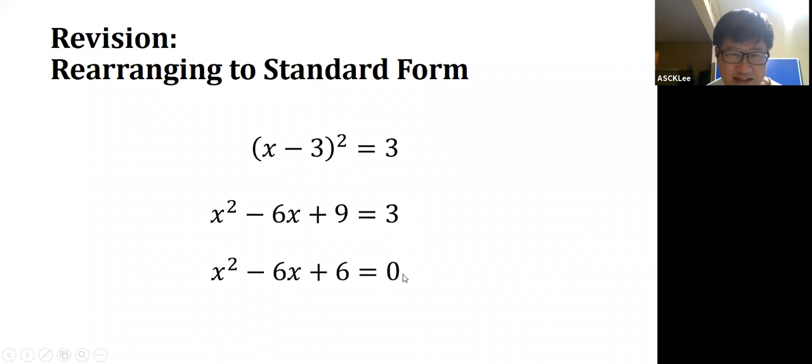How did we get to this last stage, the standard form? We got to the standard form by minusing 3 from both sides. We've got to be fair, so we minus 3 on the left side and we minus 3 on the right side, and this is the standard form. Again, it's orderly, and again it's equal to 0.